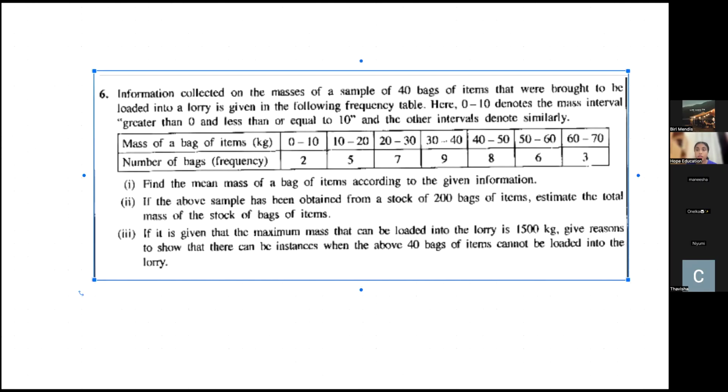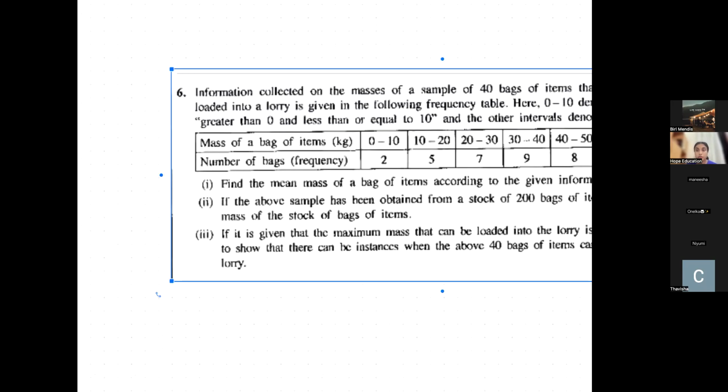Okay. Let's do the sixth question. We have a mean problem. Let me get the question to the whiteboard. If any of you cannot see the whiteboard, I will put the link in the main chat where you will be able to view it.